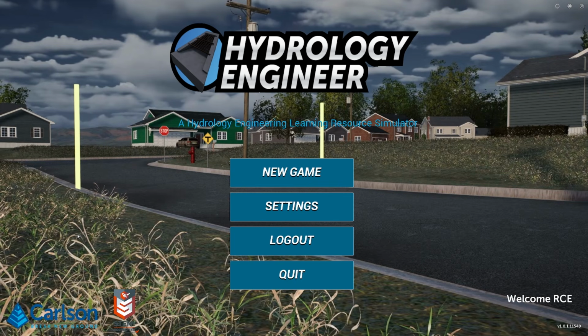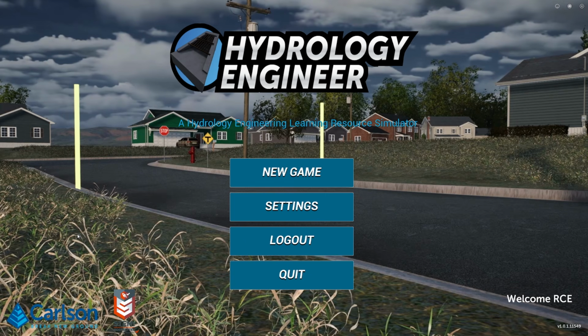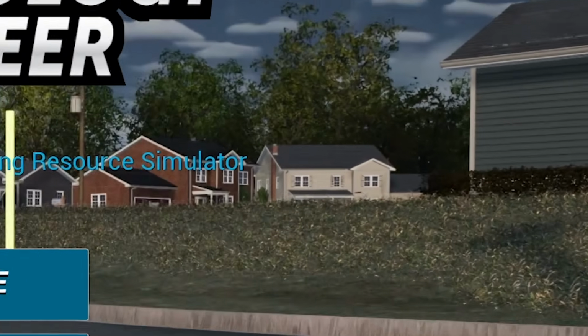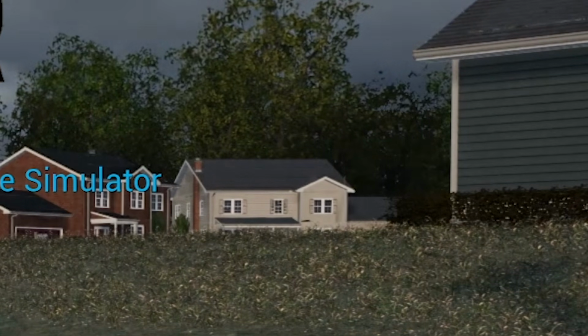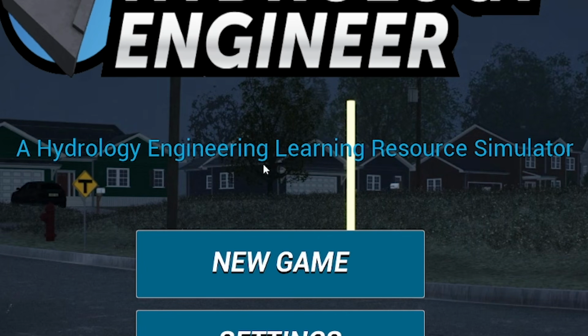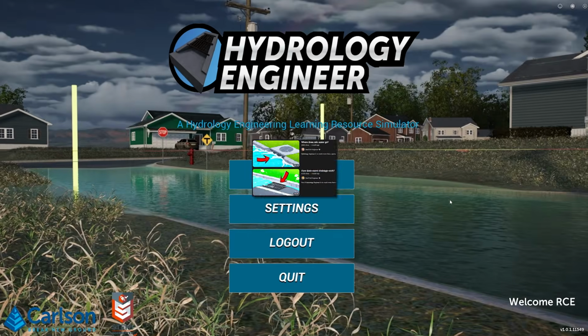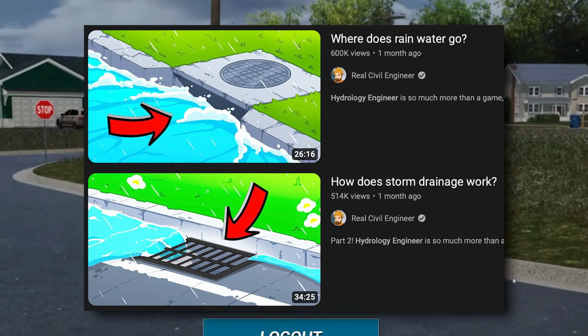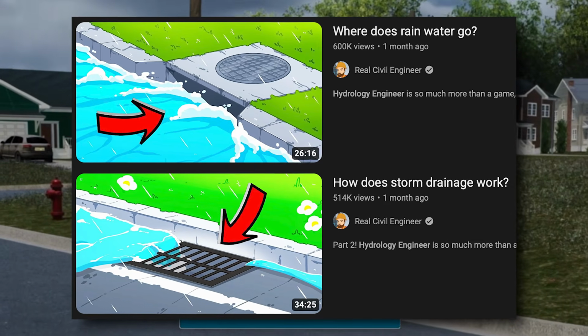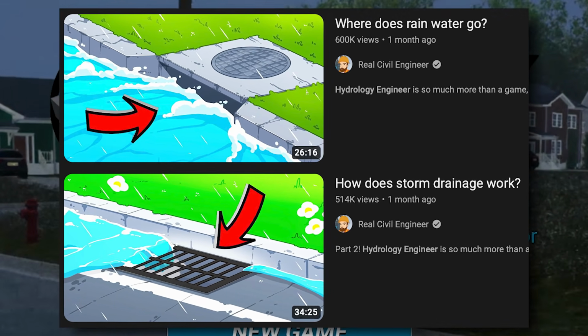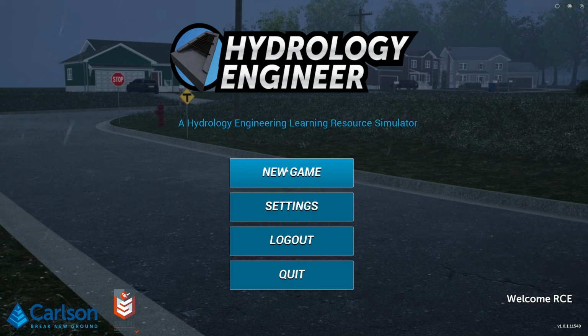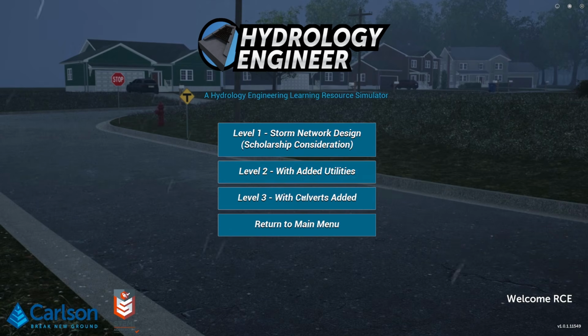Now this is the game that isn't really a game, it's actually an advanced engineering tool, but they've added graphics to it to make it sort of like a learning thing. It's a hydrology engineering learning resource simulator. Now I've already done 2 videos on this which you guys seem to love, despite it being me literally just doing my old day job, which I quit to do YouTube. But remember there's more levels, so let's have a look.